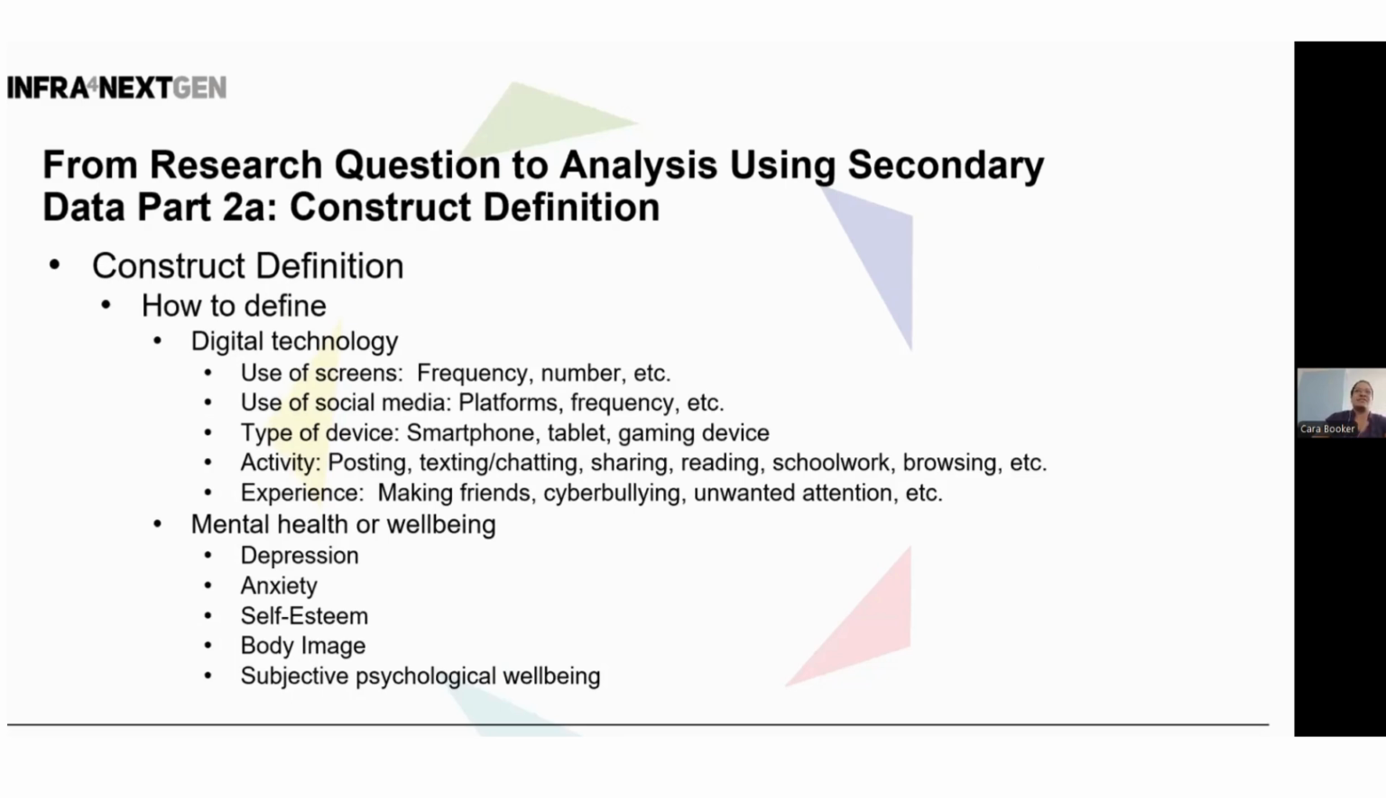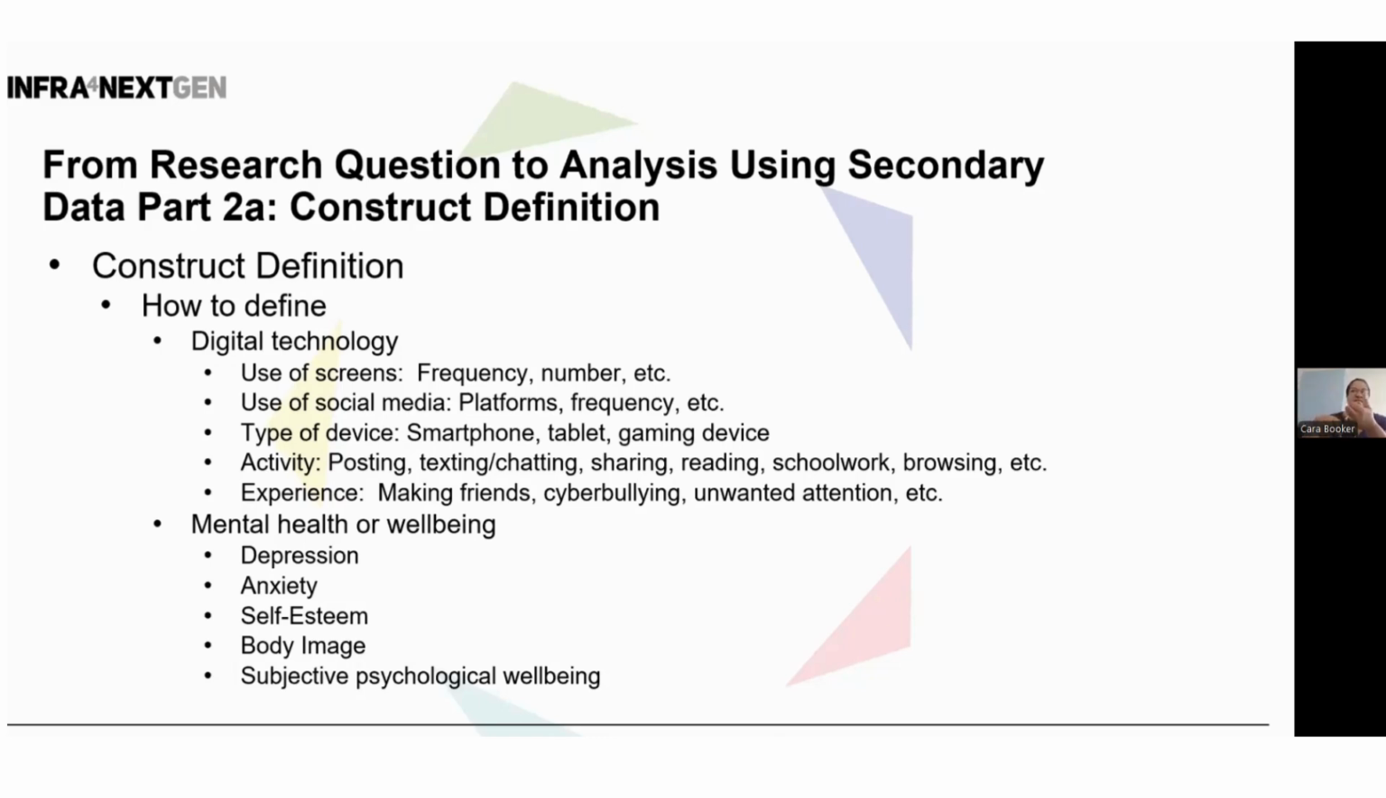So now I want to think about the constructs. What variables do I want to see whether the data set that I'm looking at has? So I've got two major ones. One is digital technology, and there's lots of ways to define digital technology. I can use screen time, so how frequently you're on, the number of days that you're using screens. I could think about using social media, so what platforms am I using? How often are you using specific platforms?